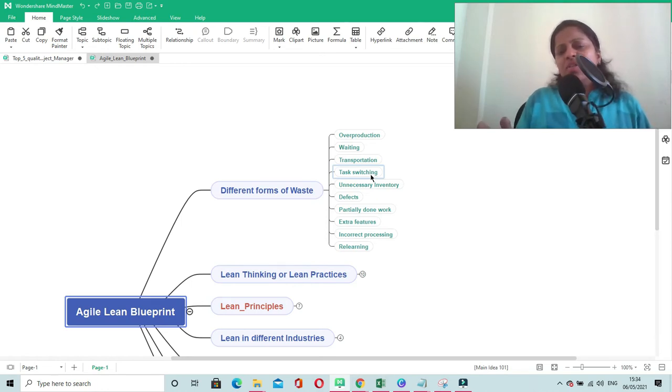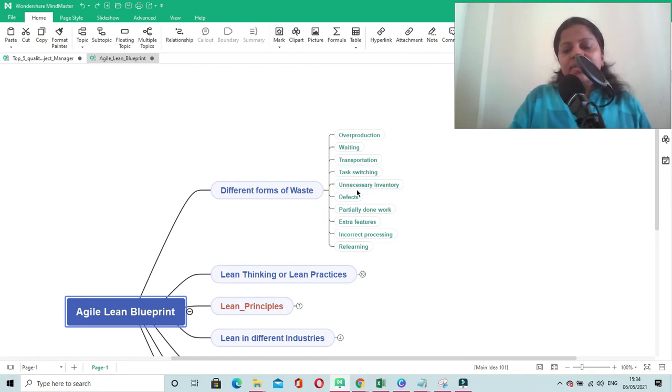For example, in software development we can consider that the developers are working on the coding activity, and at the same time if they get involved in some other project work, they might not be able to concentrate on their coding effort and they might have to switch between the coding task and other tasks. Such things have to be avoided so as to get more efficiency.